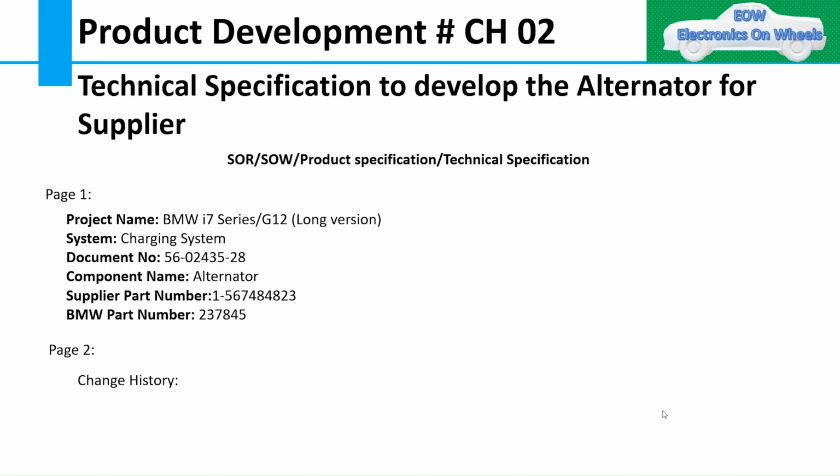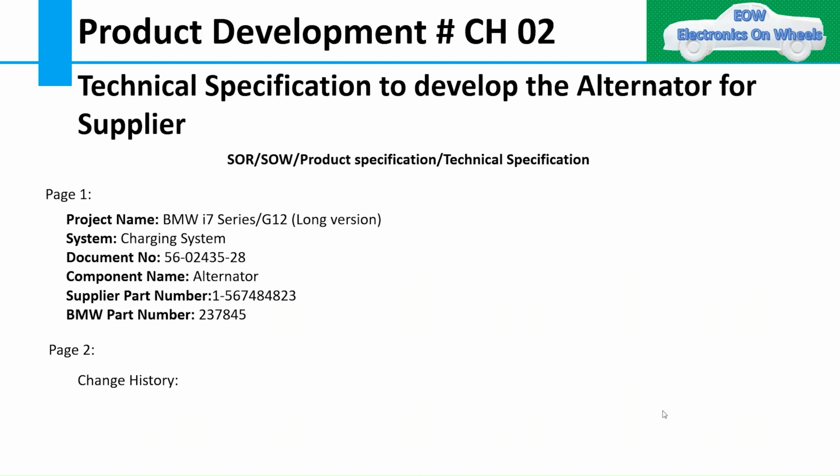So the particular document by which we tell the supplier that we need this particular alternator or product is called the SOR. SOR is nothing but the statement of requirement. In many cases, different OEMs use different terminology. Some of them use SOR, some of them use SOW. SOW is nothing but the statement of work.